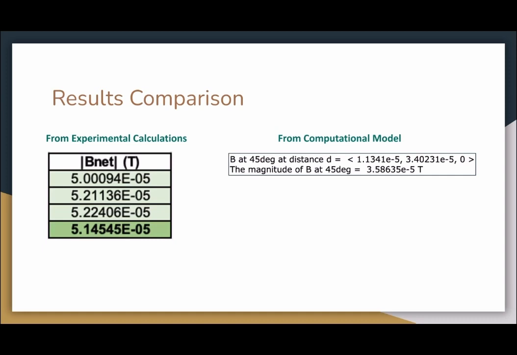From the experimental calculations, I calculated that the magnitude of the net magnetic field was 4.145 times 10 to the negative 5 on average. However, for the computational model, I found a lower value, which is 3.586 times 10 to the negative 5 teslas. The difference in these values could be due to systematic errors during the experiment.